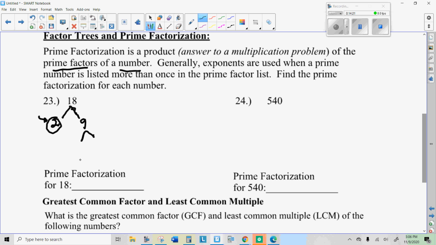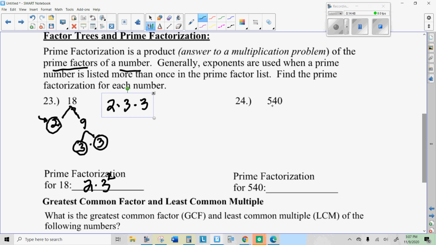9, though, is not prime. We can divide 9 by 3. 3 times 3 is 9. But now both of these are prime, so we're done. So the prime factorization, one way you could write it is 2 times 3 times 3. But if you're lazy, you can use exponents when you have more than one of the same factor. So you'll probably see it like this more often: 2 times 3 to the second power.